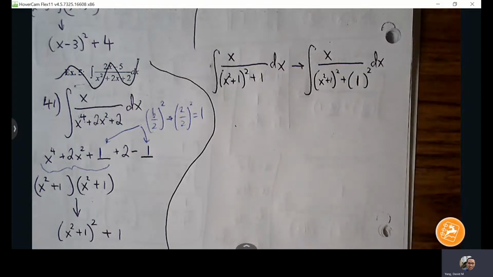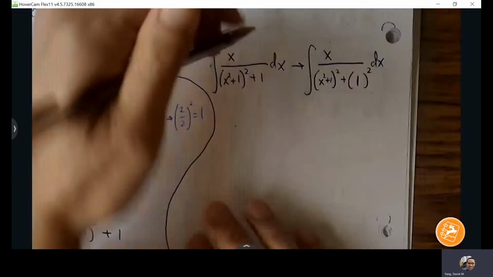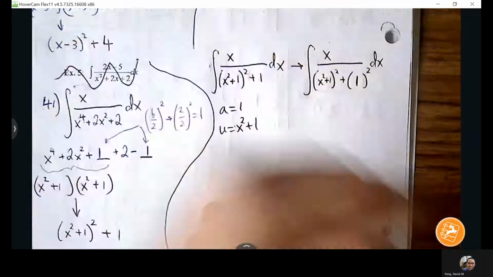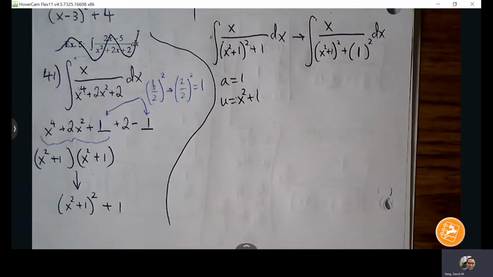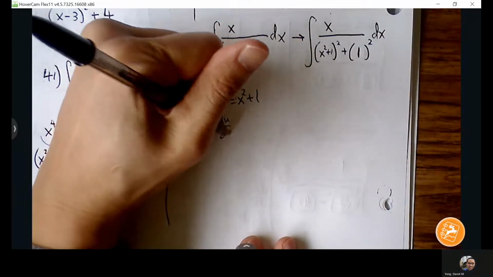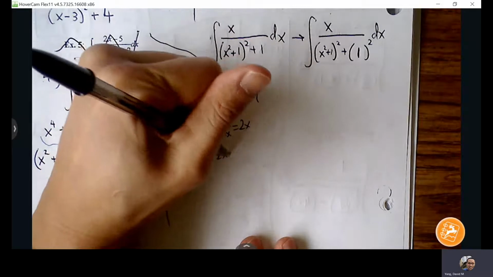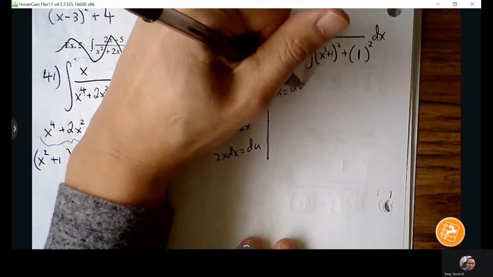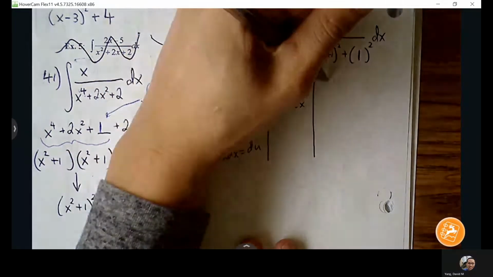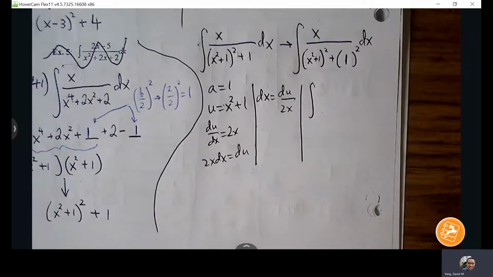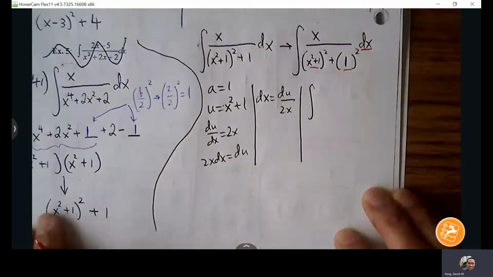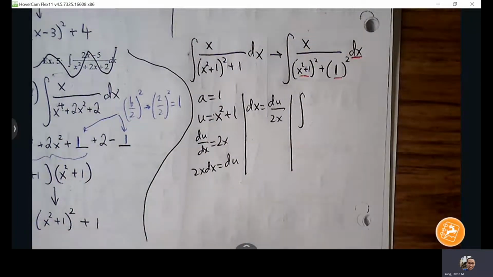Okay. A is the constant inside the parentheses. U is the variable portion inside the parentheses. Okay, derivative du dx, 2x. Go ahead and make your substitutions. The u, the a, the du needs to appear, and we're hoping that the x that we left there will take care of itself.